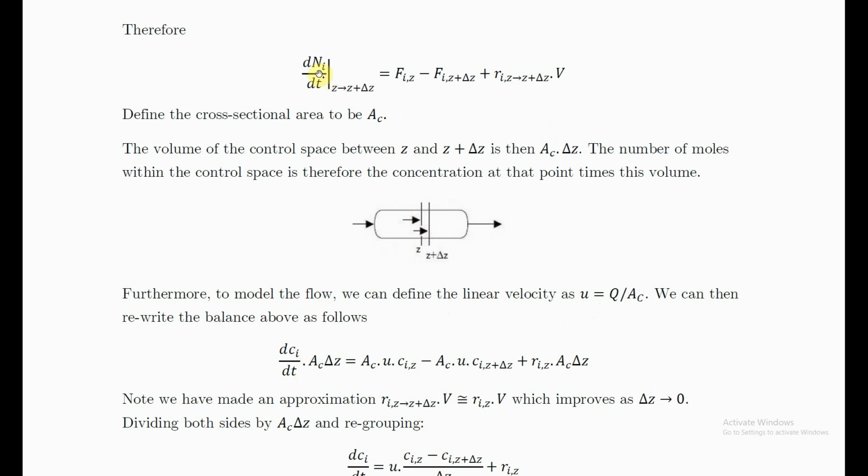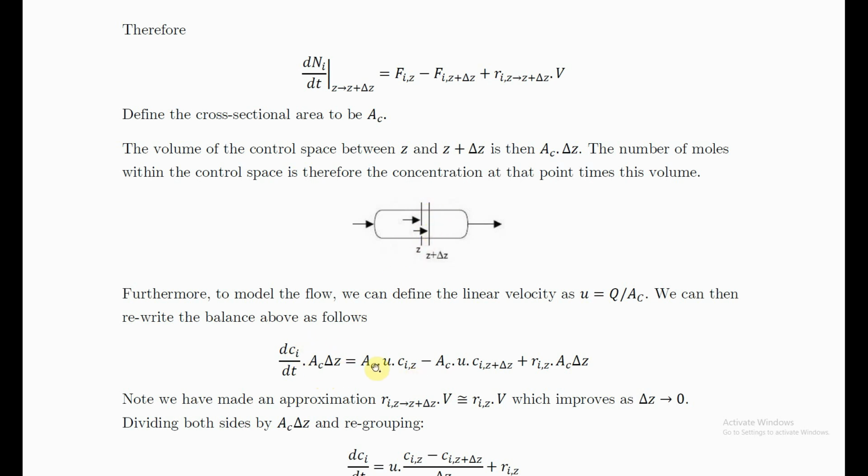We've said the number of moles in this disk we can estimate as the concentration in this disk multiplied by the volume of that disk. So let Ci be the concentration in this disk, specifically at Z. So we should say Ciz, and then multiply that by the volume here, which is AC delta Z. That's an estimate of the moles inside the sub-volume.